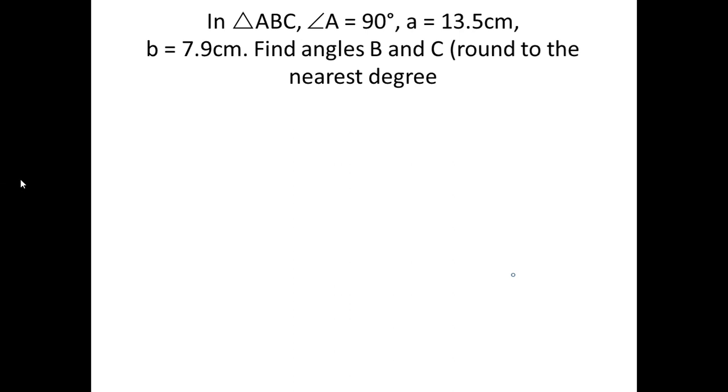In our word problem, we're given a triangle, but not the diagram. We're just given a description of it, and we need to find angles B and C. So let's take a look.